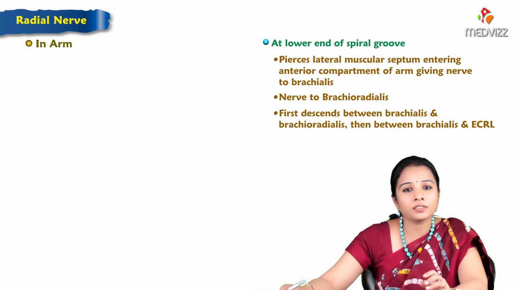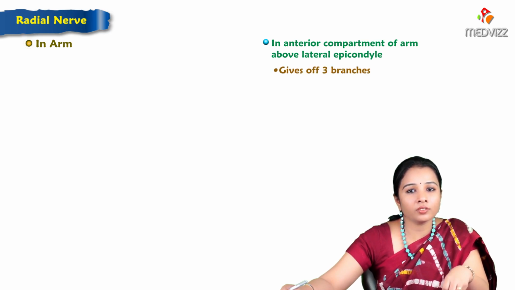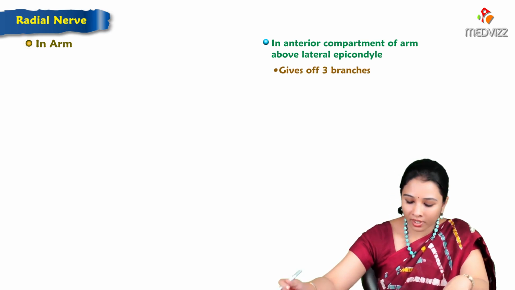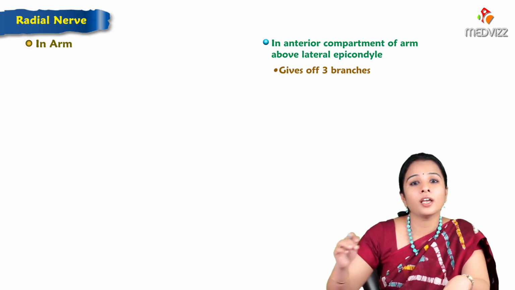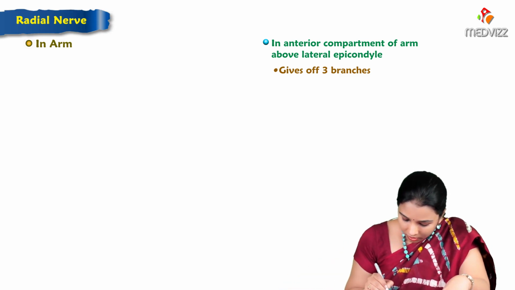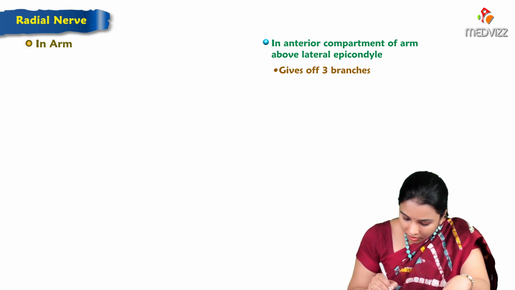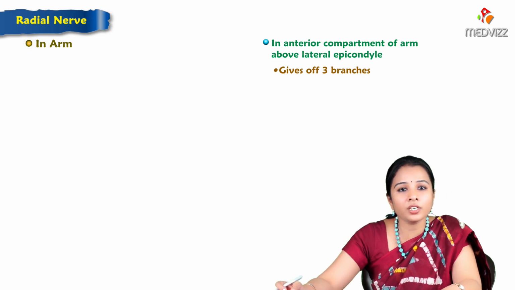And let's see the nerve in the anterior compartment of the arm above the lateral epicondyle. Above the lateral epicondyle, it gives already 3 branches. We saw it. That is nerve to brachialis, nerve to brachioradialis, and also nerve to extensor carpi radialis longus. So, extensor carpi radialis longus.